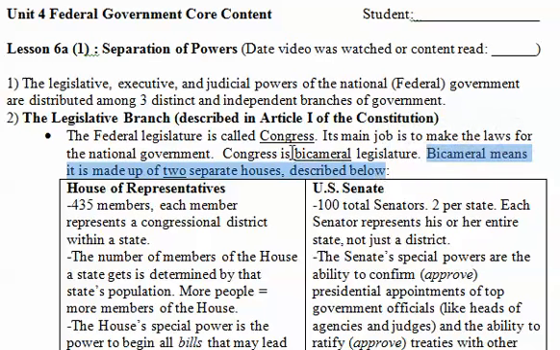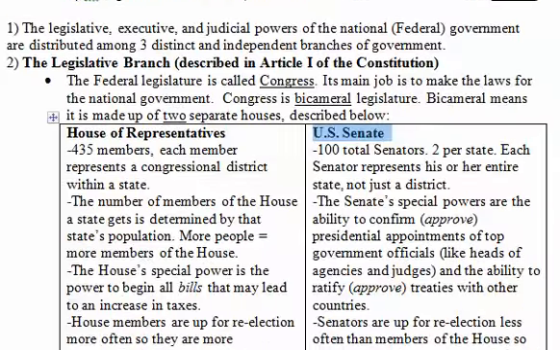Anytime you see bi as a prefix to a word, like bicycle, it's going to mean two. In this case, Congress is made up of two houses. Those two houses are here. There is the House of Representatives and the U.S. Senate. You need to know the following things about each.